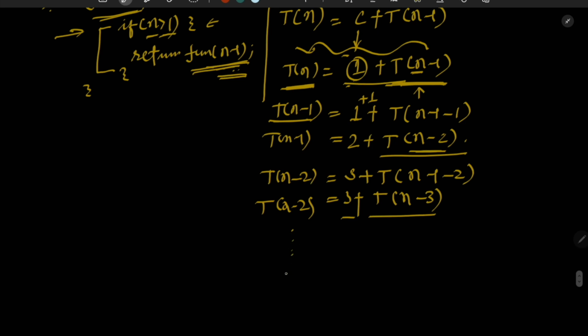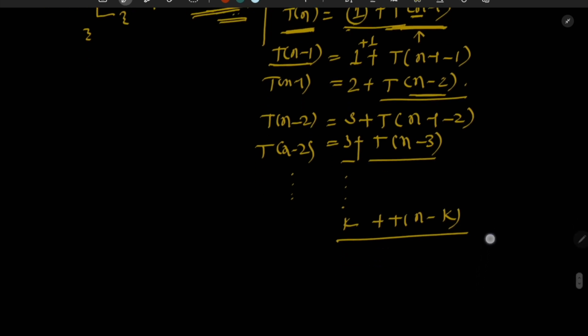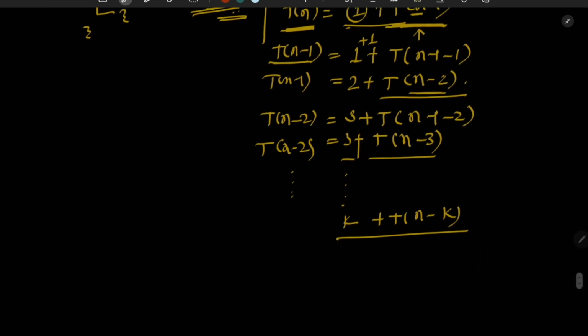Let's say at some time when we have this thing as k, then we get k plus T of n minus k, right? And what we want is that we want this thing to stop. Eventually we want to end into a state wherein we don't need to call this recursive call again and again. And when does this happen?